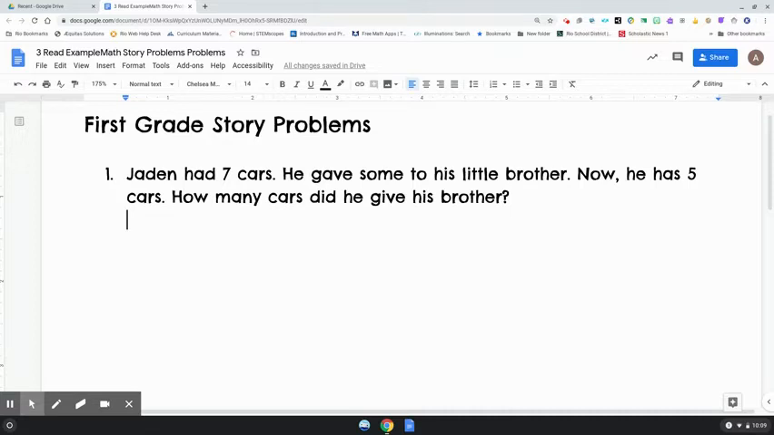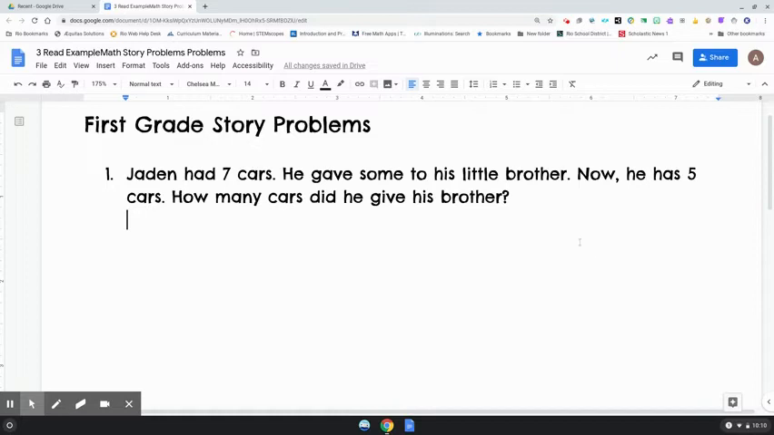The second read, I'm going to look for numbers or quantities and some math words to help give me clues to what I'm going to do to solve the problem. Let's read the story again. Jaden had 7 cars. He gave some to his little brother. Now he has 5 cars. How many cars did he give his little brother?